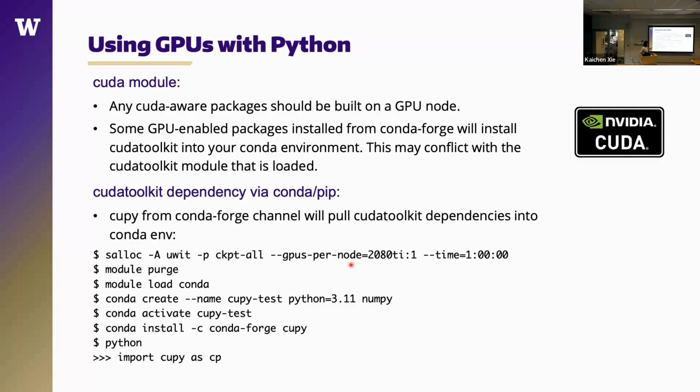activate the environment and install the CuPy package from Conda Forge. If you want to install packages from a specific channel, just add the flag -c followed by the name of the channel. Then if we launch Python, we can import CuPy as a module.